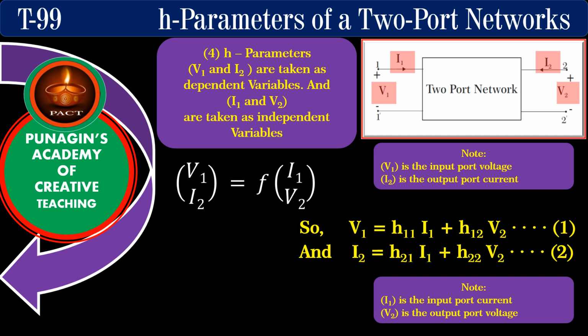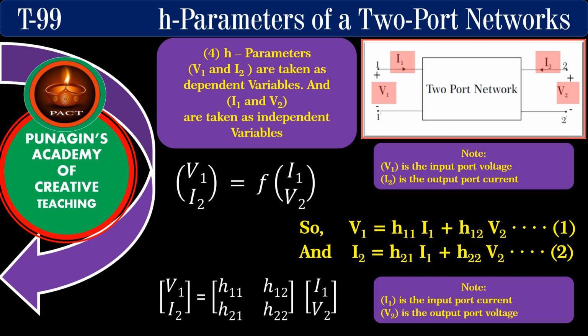These two equations 1 and 2 can be written in the form of a matrix, and this 2 by 2 matrix is called the H parameter matrix or hybrid parameter matrix.